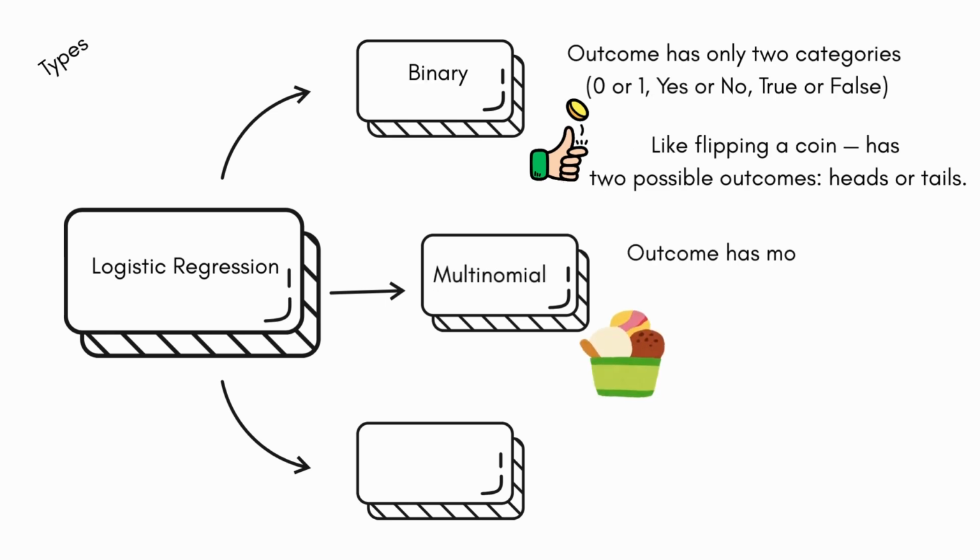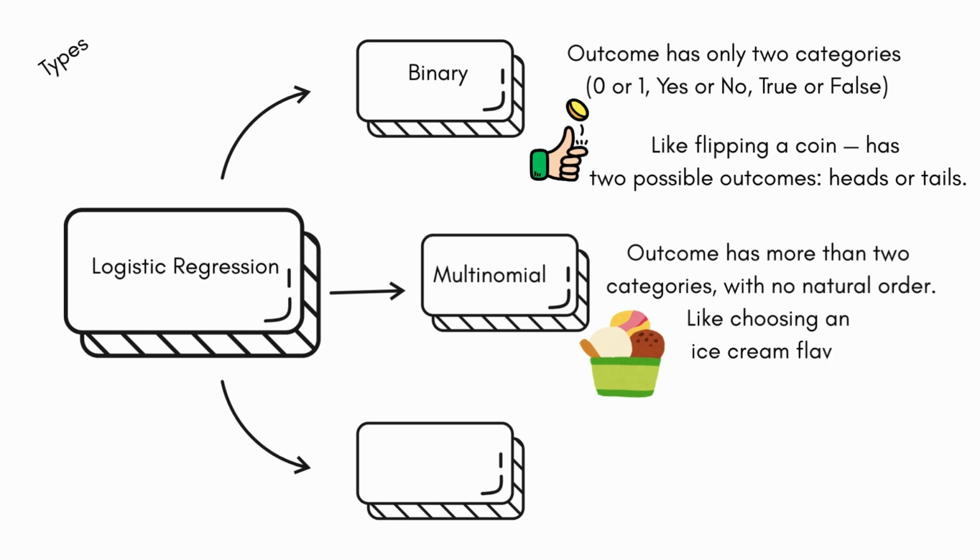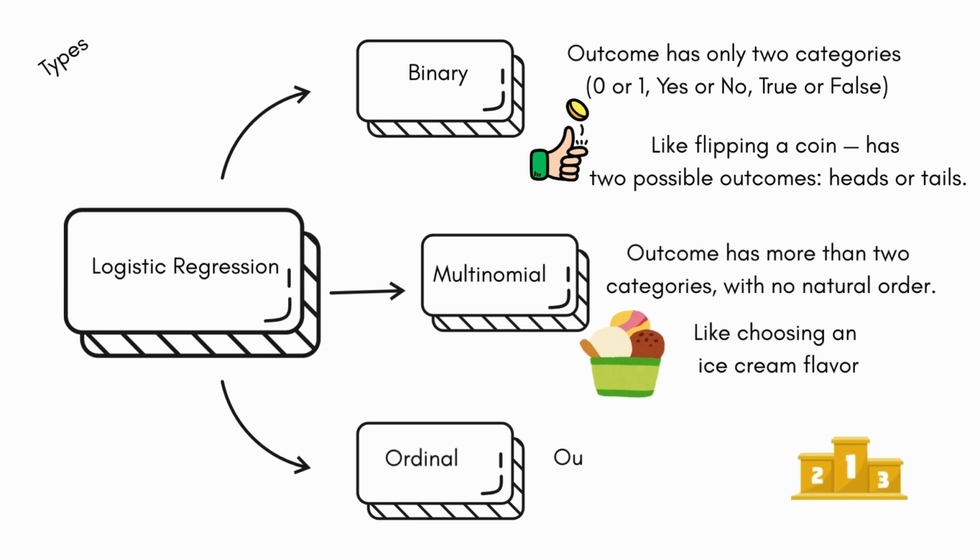Multinomial logistic regression. Here, outcome has more than two categories with no natural order. It's like choosing a flavor of ice cream, vanilla, chocolate, strawberry. No flavor is greater than another, it's just different. Then comes ordinal logistic regression, where outcome has ordered categories with ranking. It's like grades in the exams.